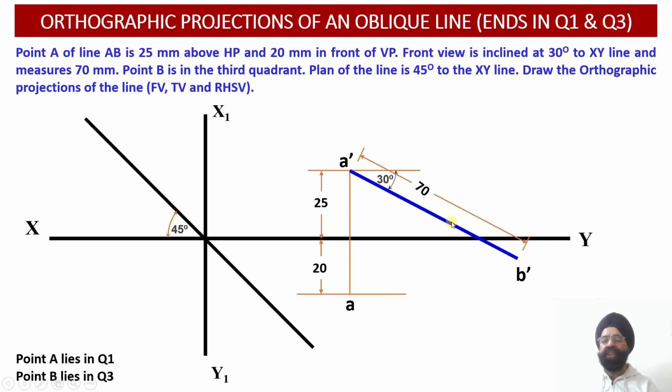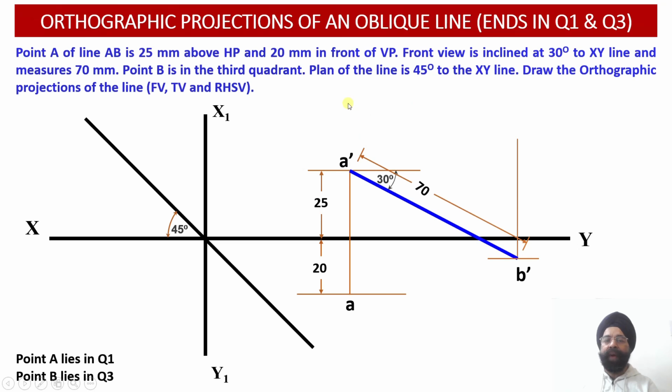So the front view projections of this line have been obtained. Now once we have obtained the point B dash, from this point B dash we need to draw a vertical projector. This vertical projector line means that the top view projection corresponding to the end B will be lying on this particular vertical projector line, and it must lie above the XY reference line. Only then will we have end B of the line located in quadrant number 3.